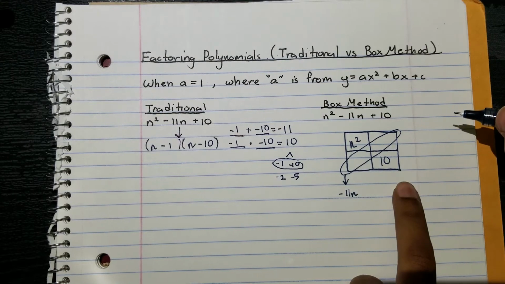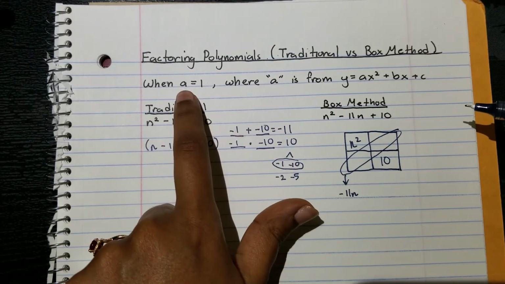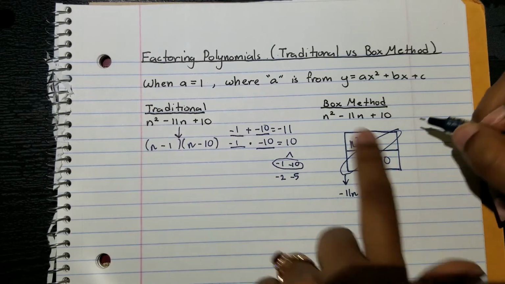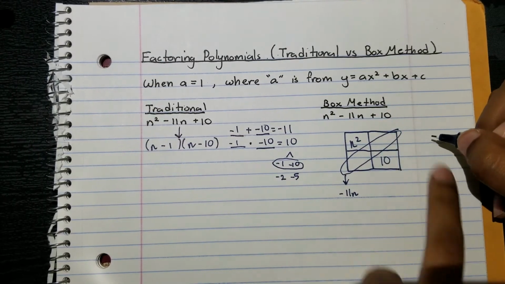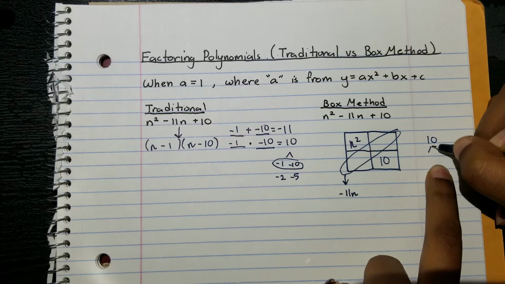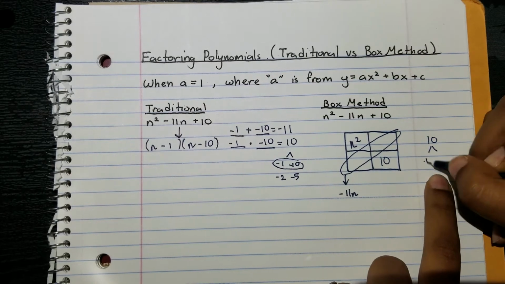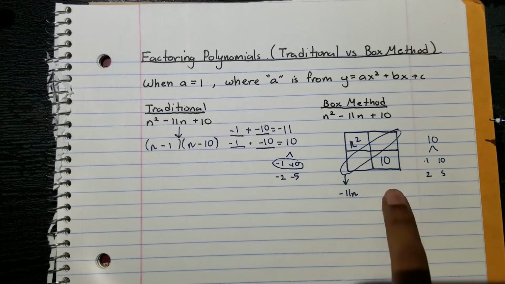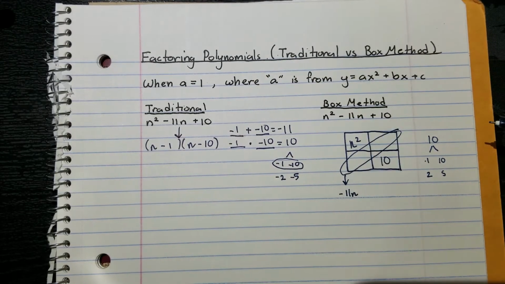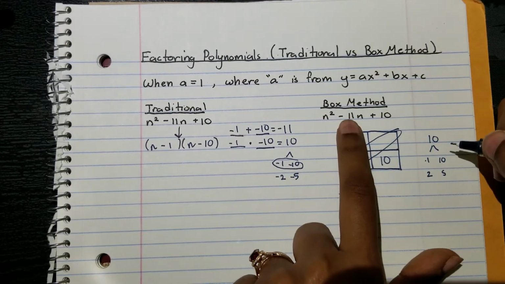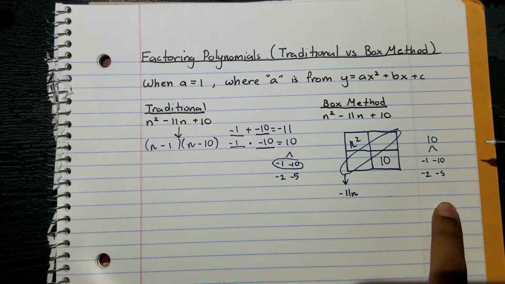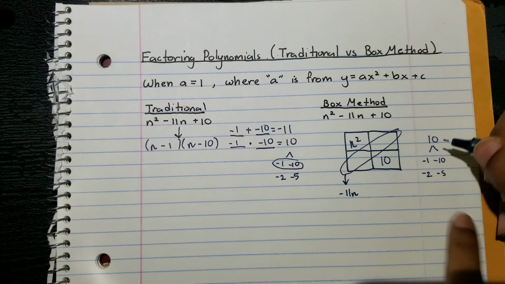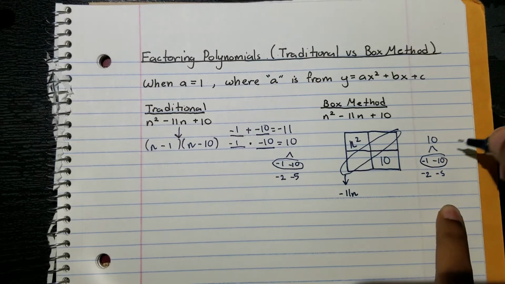So then you do pretty much the same thing. Since the leading coefficient for n squared is 1, you're going to just focus on that last term, 10, and you ask yourself, okay, what factors of 10 give me negative 11? You know that the 10 is positive, but the sum is negative, so they both have to be negative. And then you ask yourself, which two add together to give me that negative 11? It's going to be this again.